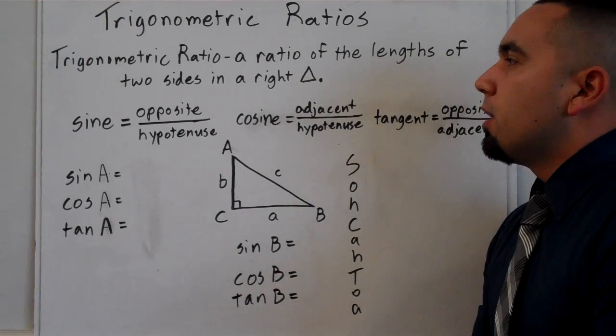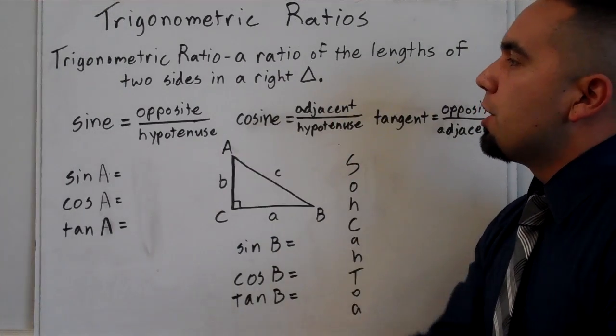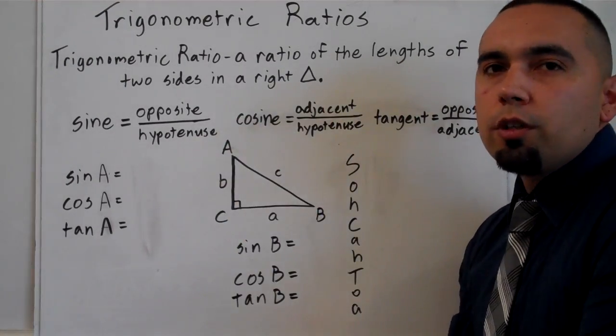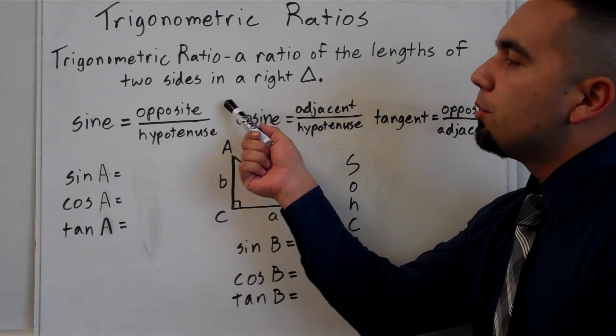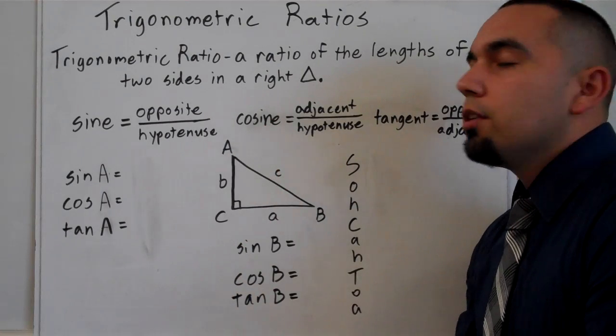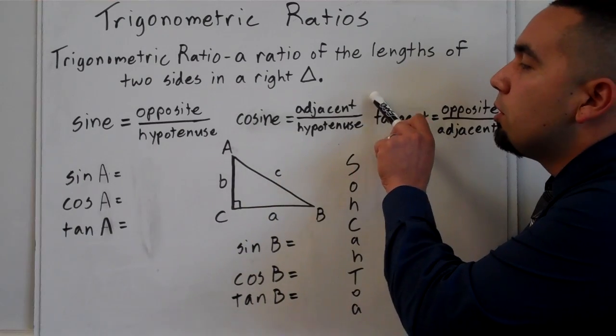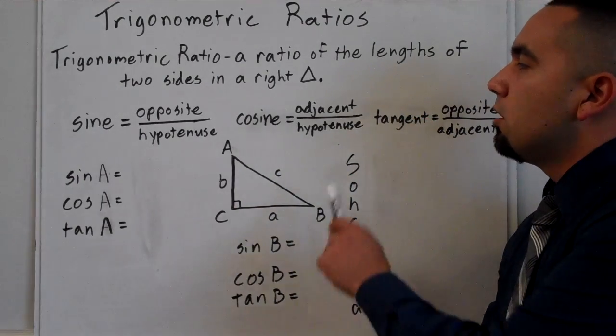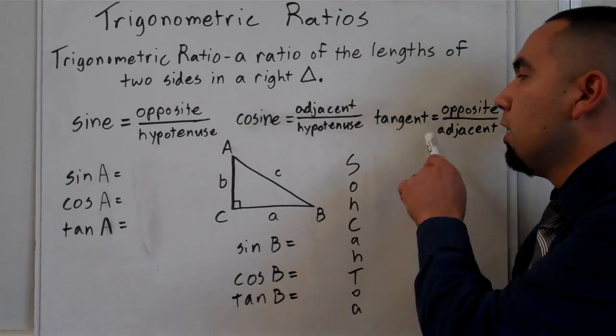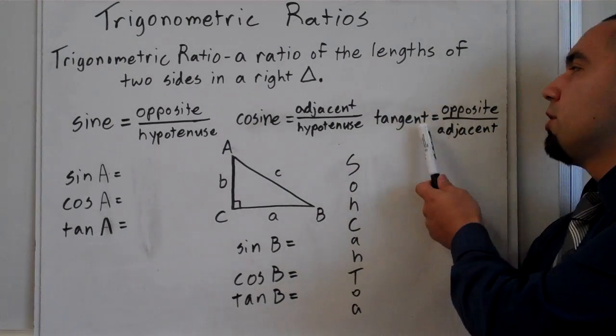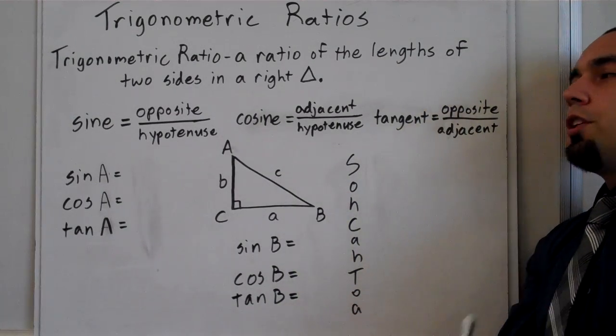Remember, a ratio is simply one number over another, or a fraction, right? So sine is equal to opposite over hypotenuse. Cosine is equal to adjacent over hypotenuse, and I'll talk about adjacent here in a second. Tangent is the opposite over adjacent.